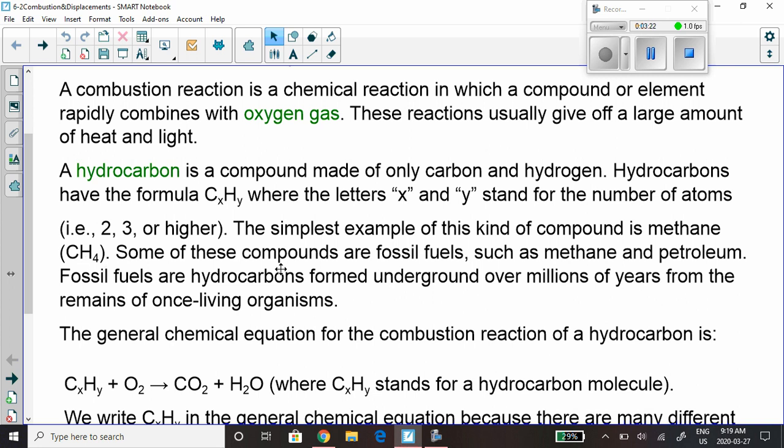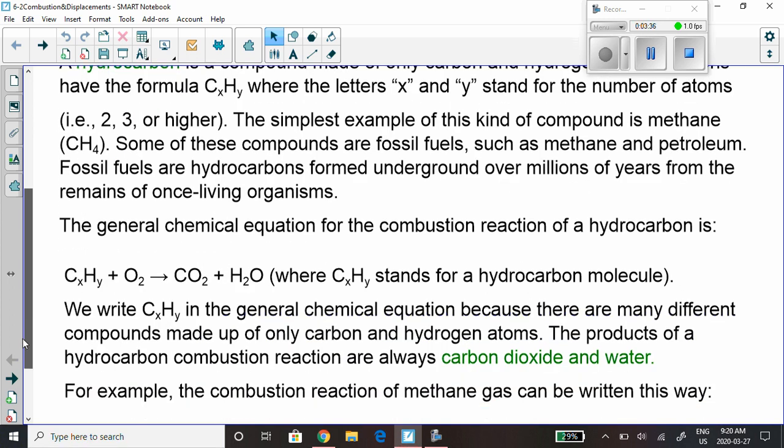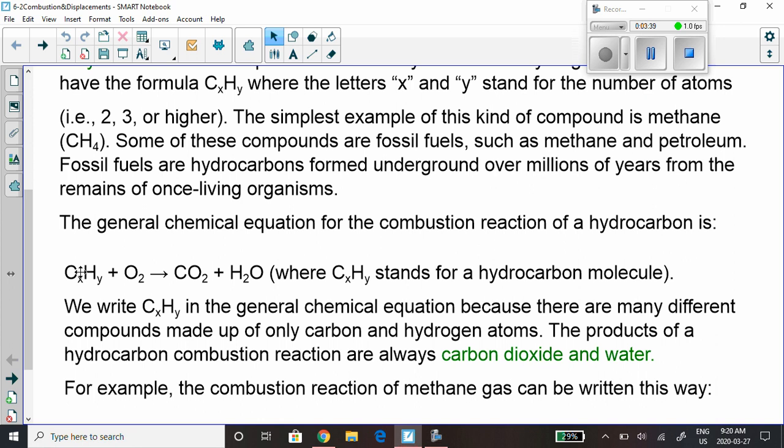Some of these compounds are fossil fuels such as methane and petroleum oil. Fossil fuels are hydrocarbons formed underground over millions of years from the remains of once living organisms. The general equation for the combustion reaction of a hydrocarbon is the hydrocarbon, whatever it may be, so we're keeping it open here, CXHY, plus oxygen produces carbon dioxide and water. Always these two, along with the energy of the heat and the light, which we're not going to write down here because energy is not an actual piece of matter. So we're just writing the matter here.